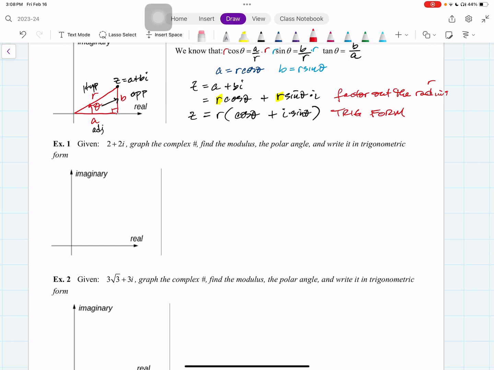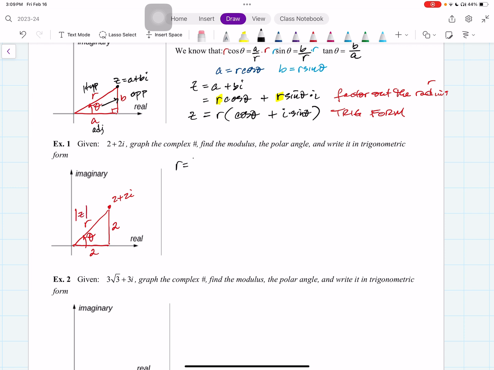Okay, so the first thing we do is let's go ahead and sketch it just to graph it, just to see what's going on, right? So two right, two up. So graphing is pretty straightforward. Here's your theta, there's your polar angle. So it's 2 comma 2. So there's z, 2 plus 2i, and the radius is here, or the absolute value of z, right? That's called the modulus.